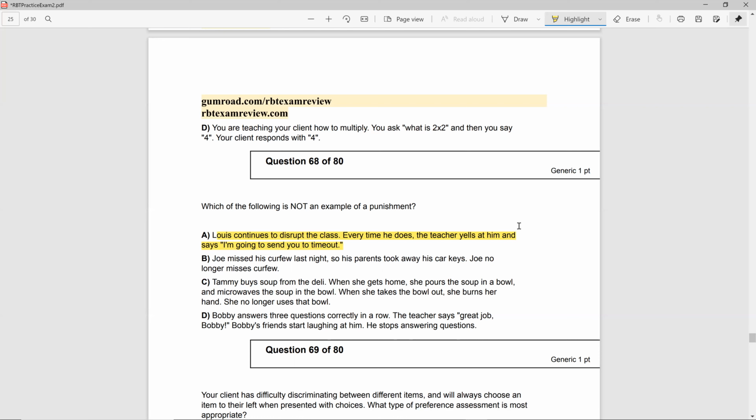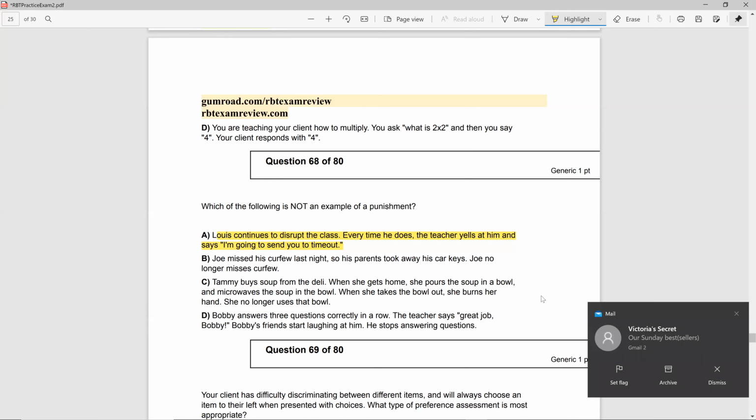And the D, Bobby answers 3 questions correctly in a row. The teacher says, "Great job, Bobby." Bobby's friend starts laughing at him. He stops answering questions. Okay, so this is why we need to look at the impact of behavior.